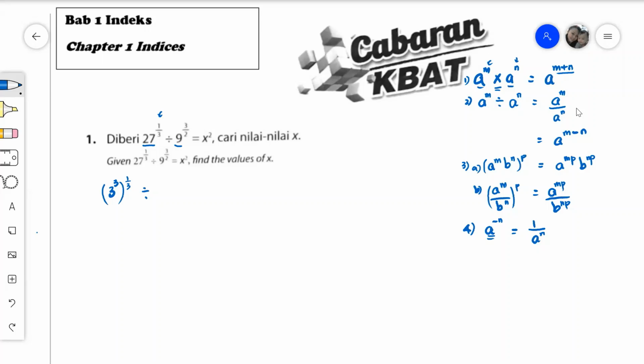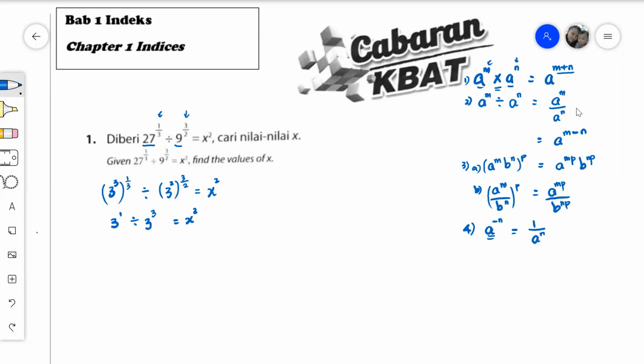We can change the 9 to 3 squared. Okay, again, the original index, we still have not used it, so copy it. 3 over 2 equals x squared. All right, now let's open up the bracket. We have 3 to the power of 1 divided by 3 to the power of 3 equals x squared.